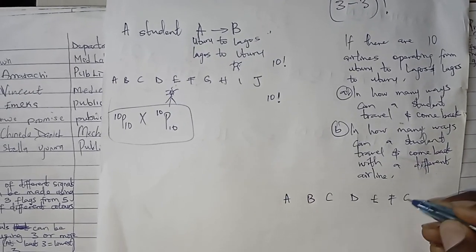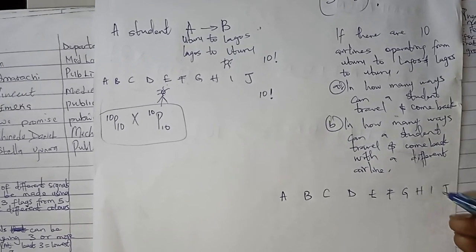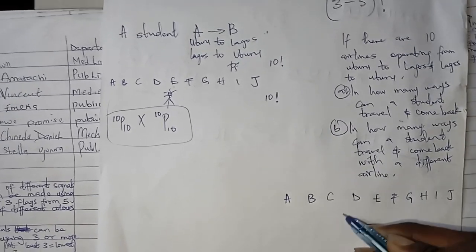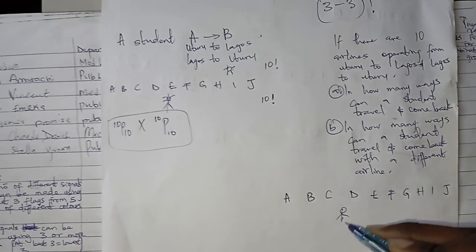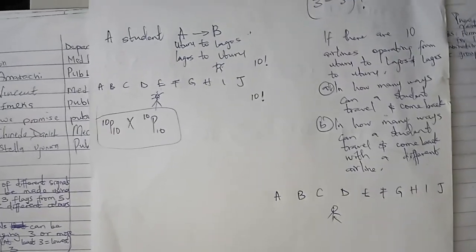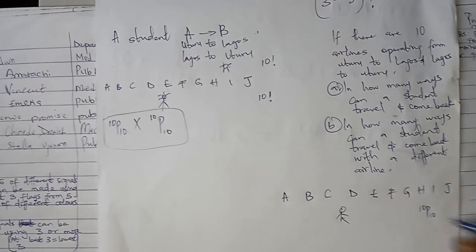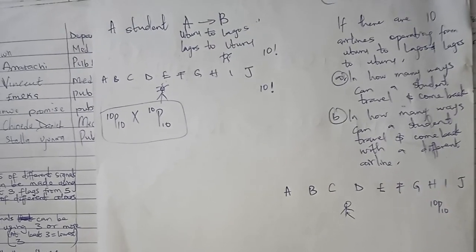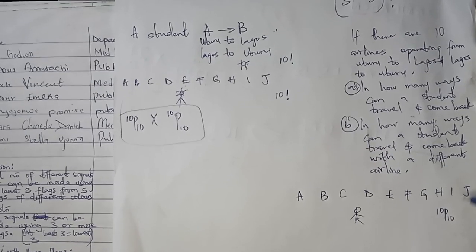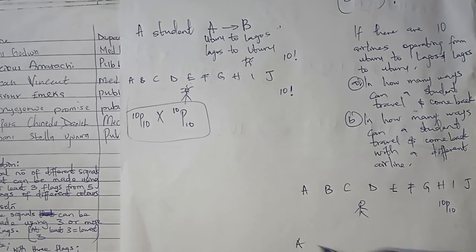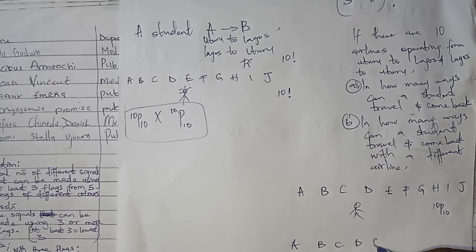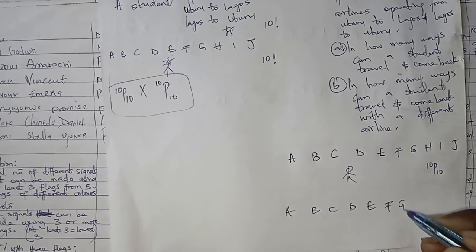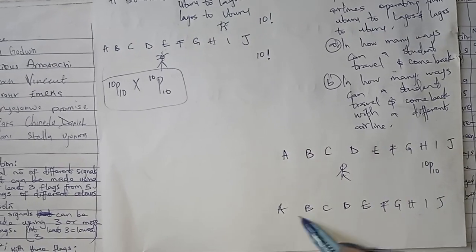But a situation where the student, let's say we have again A, B, C, D, E, F, G, H, I, J, on traveling has 10 options, which is 10 permutation 10. I've taught you how to do permutation. 10 permutation 10. While on coming back, let's say coming back A, B, C, D, E, F, G, H, I, J.